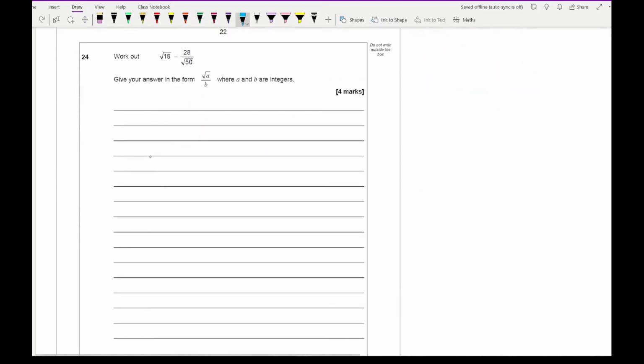Then moving on to question 24, this is looking at surds, and the question is saying work out the square root of 18 minus 28 over square root of 50, and give your answer with the denominator rationalised, in the form of a square root of something over something. So for this, what we need to do is simplify root 18. Now root 18 can be simplified as 9 times square root of 2, so that's going to be 3 root 2. So far I can change this to 3 root 2.